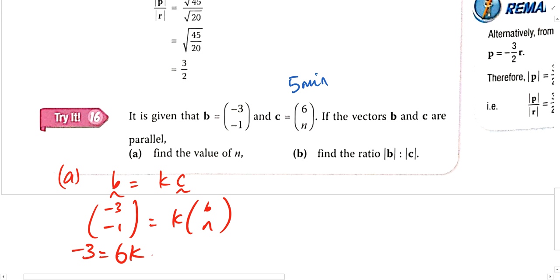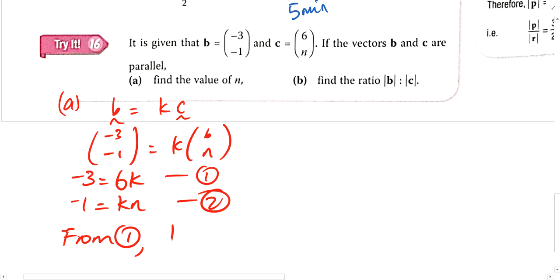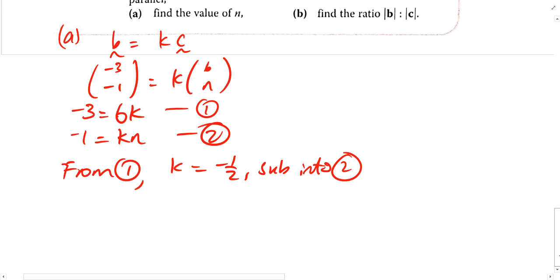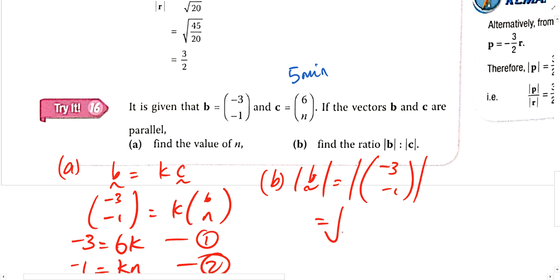Negative 3 equals 6k. Negative 1 equals kn. So from equation number 1, k equals negative half, sub into 2. Negative 1 equals negative half times n, so n equals 2. You got n equals 2? Okay, so now part B. Ratio of magnitude B. Okay, so let's find magnitude of B. Negative 3, negative 1. Square root of 3 squared plus 1 squared, square root 10.